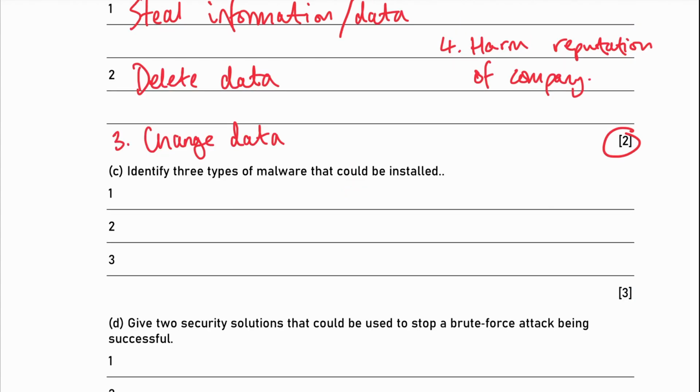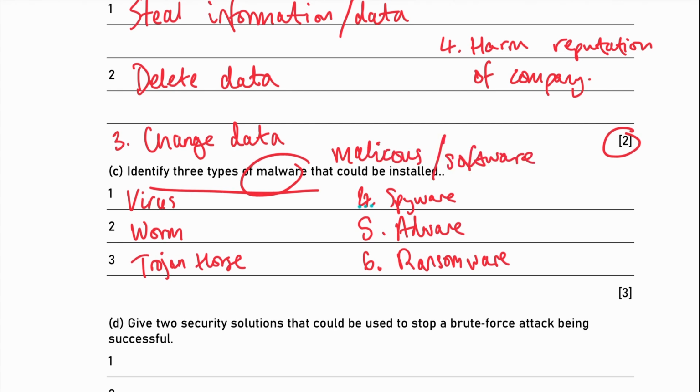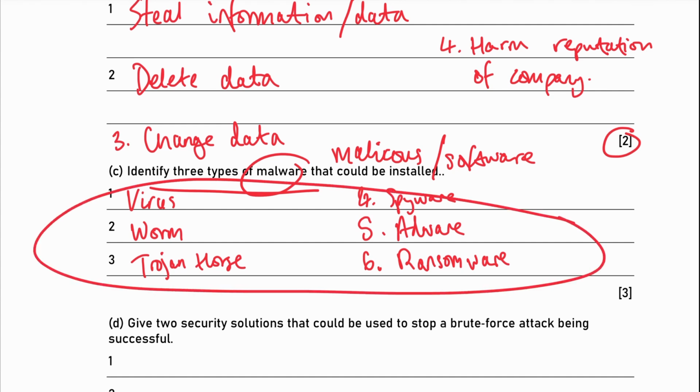We're next in question C. 3 types of malware that could be installed. And this goes back to the earlier question. Just a reminder, we have a virus, a worm, Trojan horse, spyware, adware, and ransomware. So just a reminder, malware is short for malicious software. So it's those 2 words combined. Hence why a brute force attack and a DDoS attack aren't types of malware because they aren't software as such. These 6 examples here are malicious software, and again, you need to be able to describe all 6 of them.